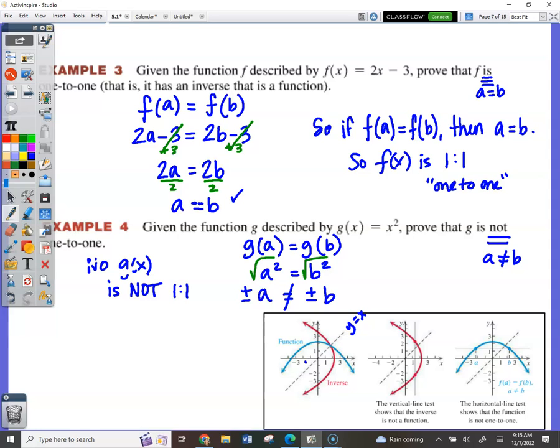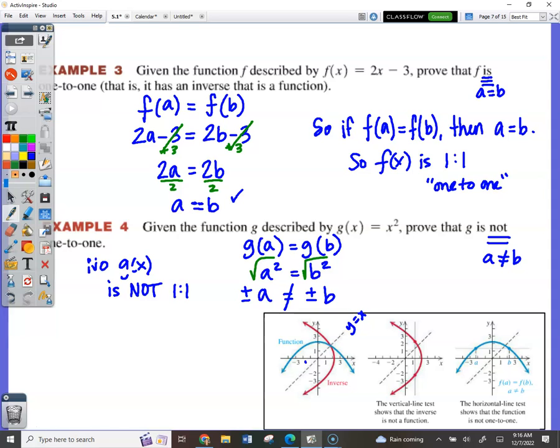Does it pass the vertical line test? Blue. Look at mine. Blue. Does blue pass the vertical line test? Yes. So g of x is a function because it passes the vertical line test. Go to red. Does red pass the vertical line test? No. Y'all see that? So red, g inverse, is not a function.